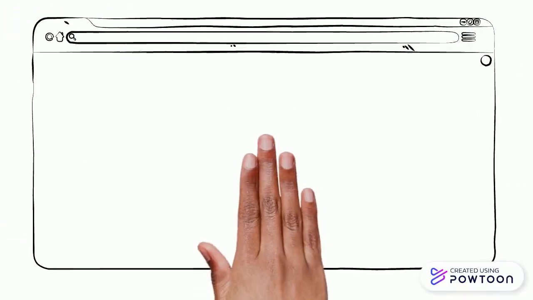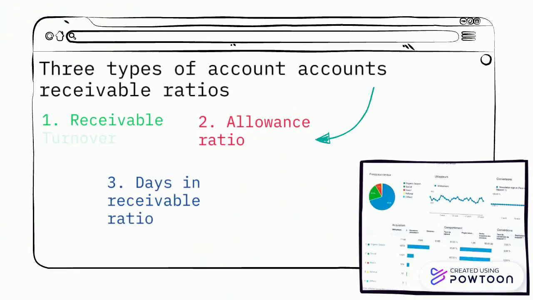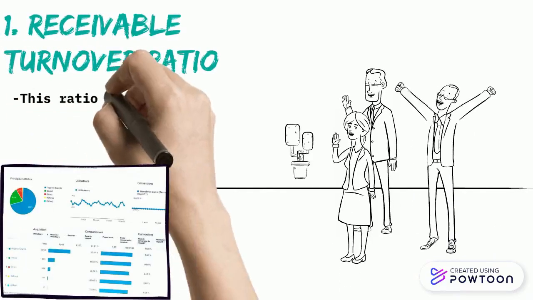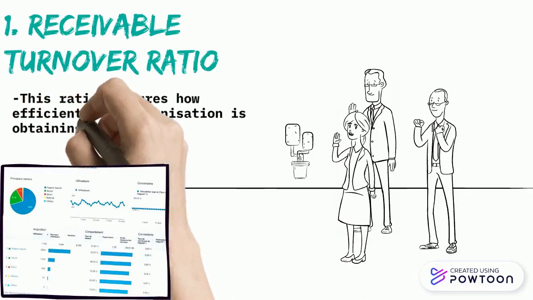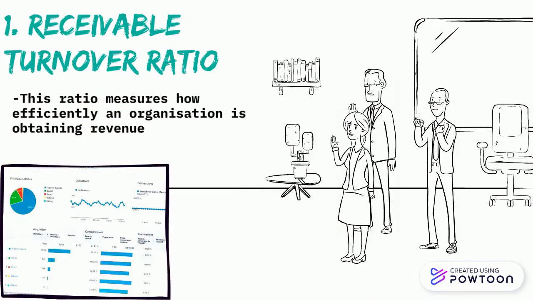There are three types of accounts receivable ratios. Number 1, receivable turnover ratio. Number 2, allowance ratio. And number 3, days in receivable ratio. Receivable turnover ratio is an efficiency ratio that measures how efficiently an organization is obtaining revenue. It measures the number of times in a given period that a company collects its average accounts receivable.